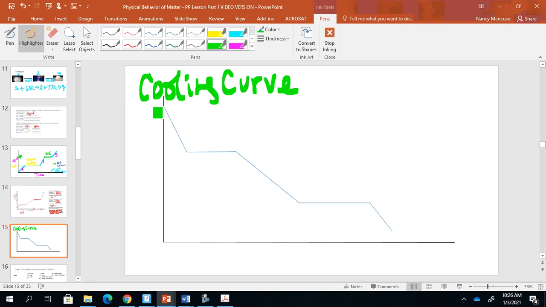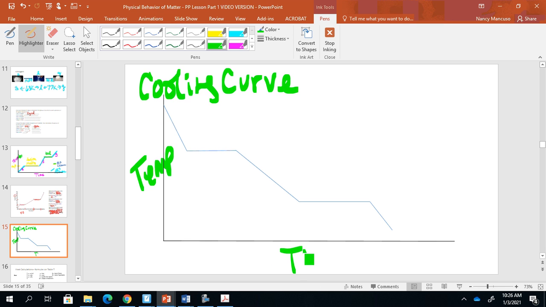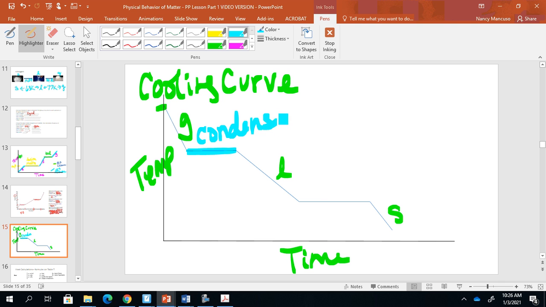Cooling means you are starting off at a really high temperature. So again, here's temperature, here's time. Here it's very hot. You start with a gas, move to a liquid, move to a solid as you bring down the temperatures. You still have two plateaus. This one right here is going to be condensing. And this one right here is going to be freezing.